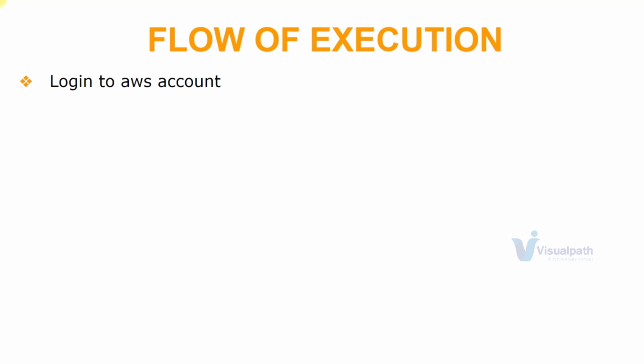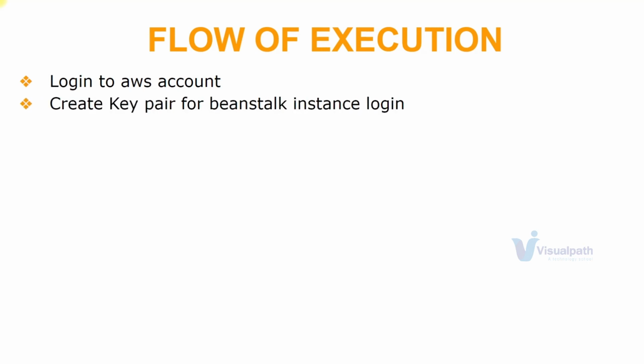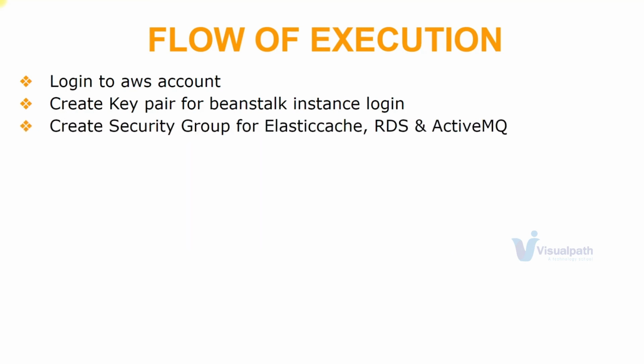First, we'll obviously log into our AWS account. We'll create key pair for our Beanstalk instance, or Beanstalk will launch an EC2 instance. So we'll create a key pair, so in case if you need to log in, can use that key pair. We'll create security group for backend service, Elastic Cache, RDS, and ActiveMQ.